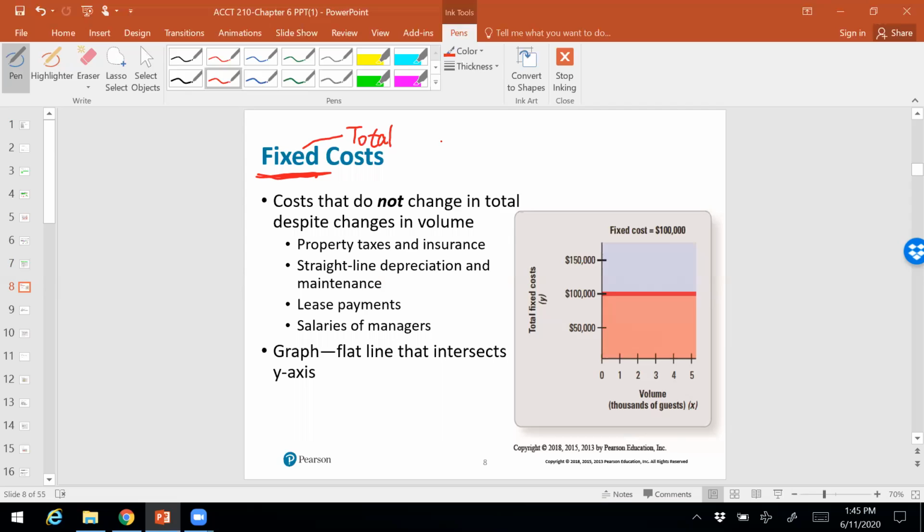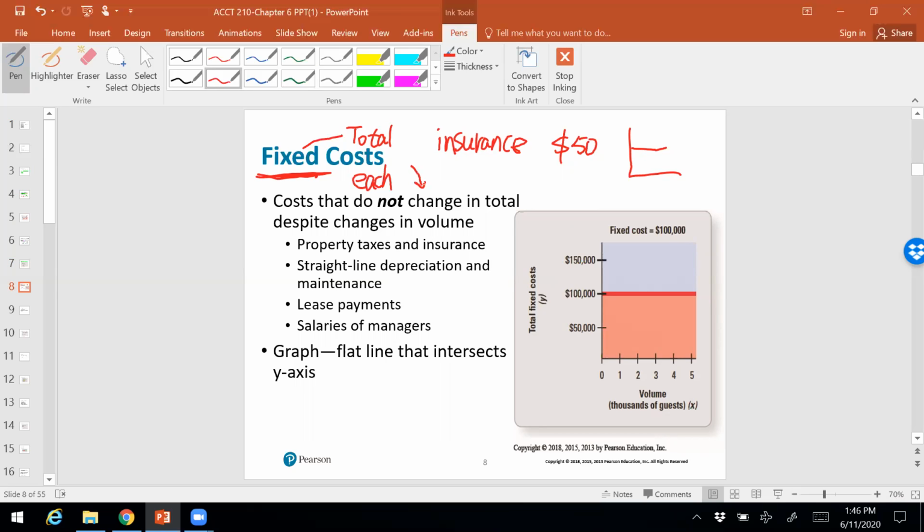So I'll use an example. Say your car insurance: no matter if you drive 1 mile or 2 miles or 10 miles in 1 month, let's say every month is $50. So no matter how many miles you drive in that month, it will be $50. So this is fixed in terms of the total cost. But for each unit, it will decrease.